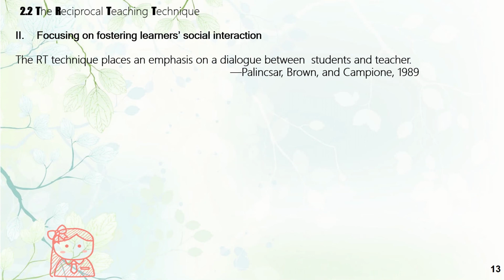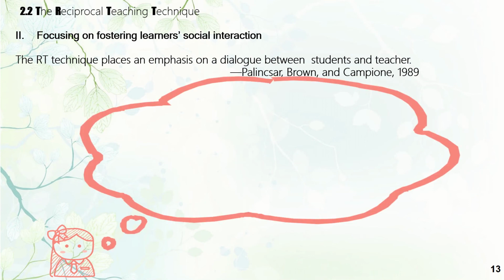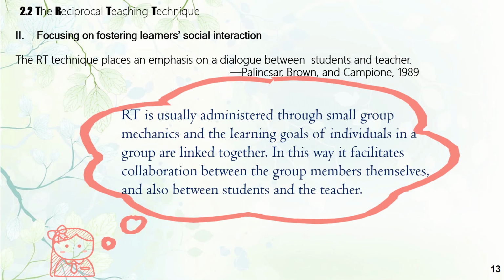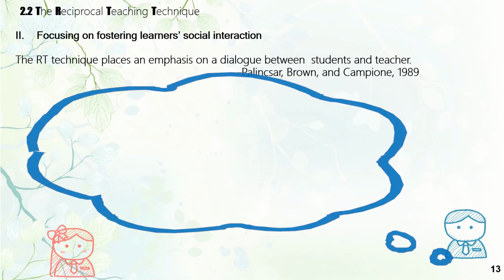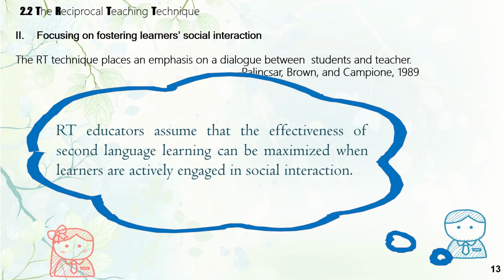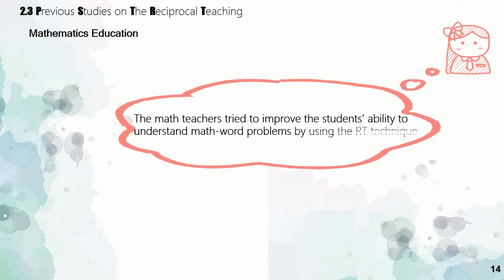In this way, it facilitates collaboration between the group members themselves and also between students and the teachers. RT educators assume that the effectiveness of second language learning can be maximized when learners are actively engaged in social interaction. The RT technique has been applied in different subjects of education, such as mathematics education. The teachers try to improve the students' ability to understand math word problems by using this technique.